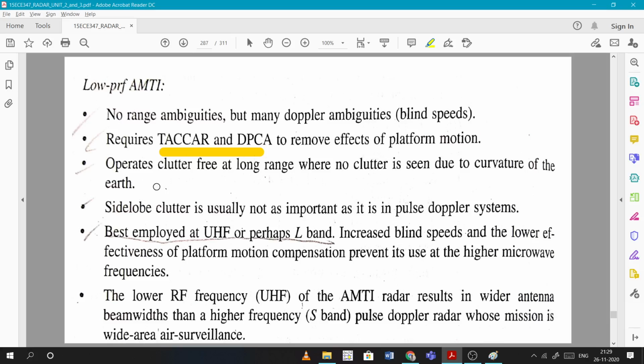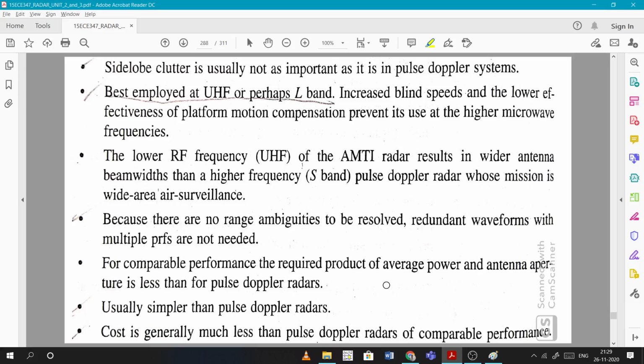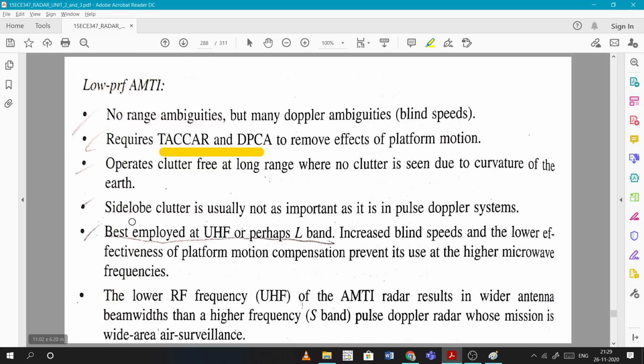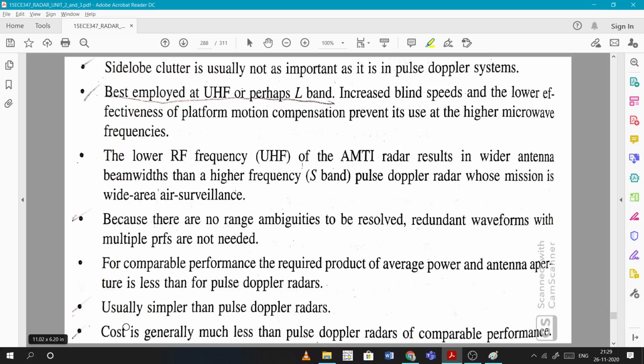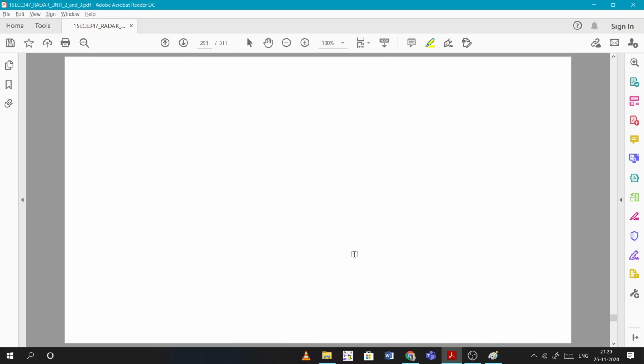Since we are discussing this topic under pulse Doppler radar, this low PRF AMTI will not come under pulse Doppler radar, because we call it pulse Doppler radar when we have the minimum value of maximum PRF at which we are able to eliminate blind speeds. But this will not eliminate blind speed, so this will not come under pulse Doppler radar. This is the low PRF. So cost is generally much less than pulse Doppler radars of comparable performance.